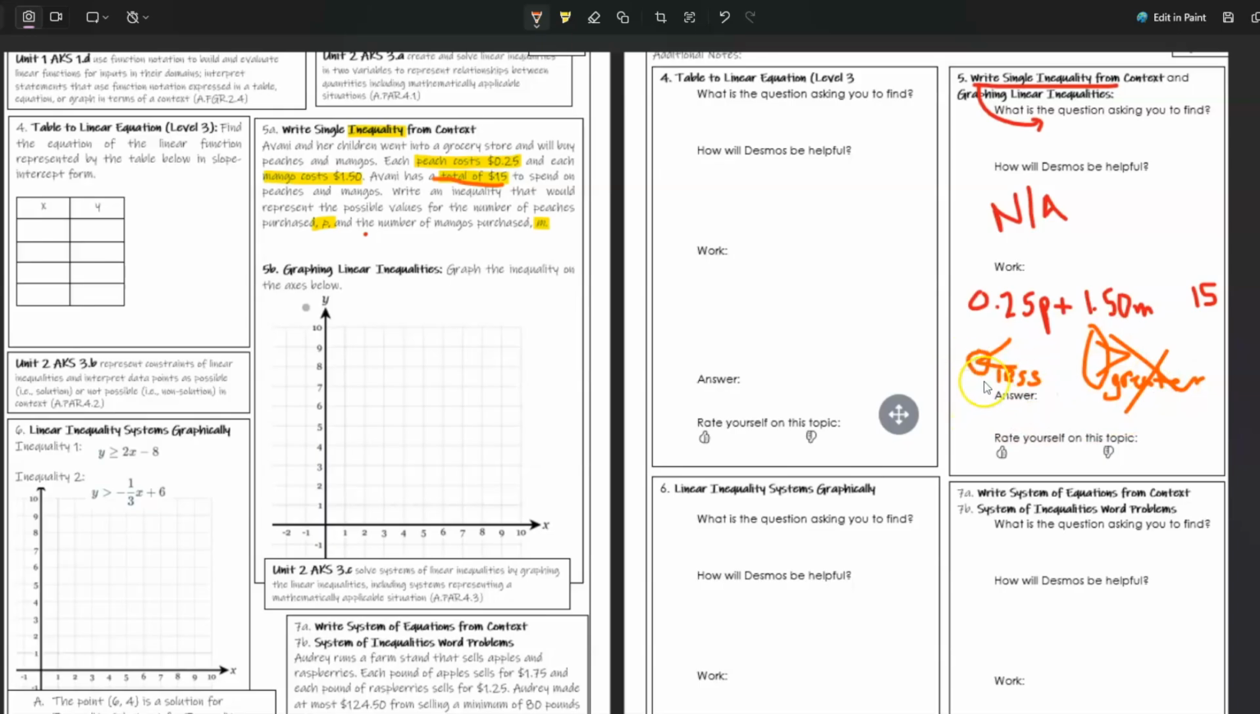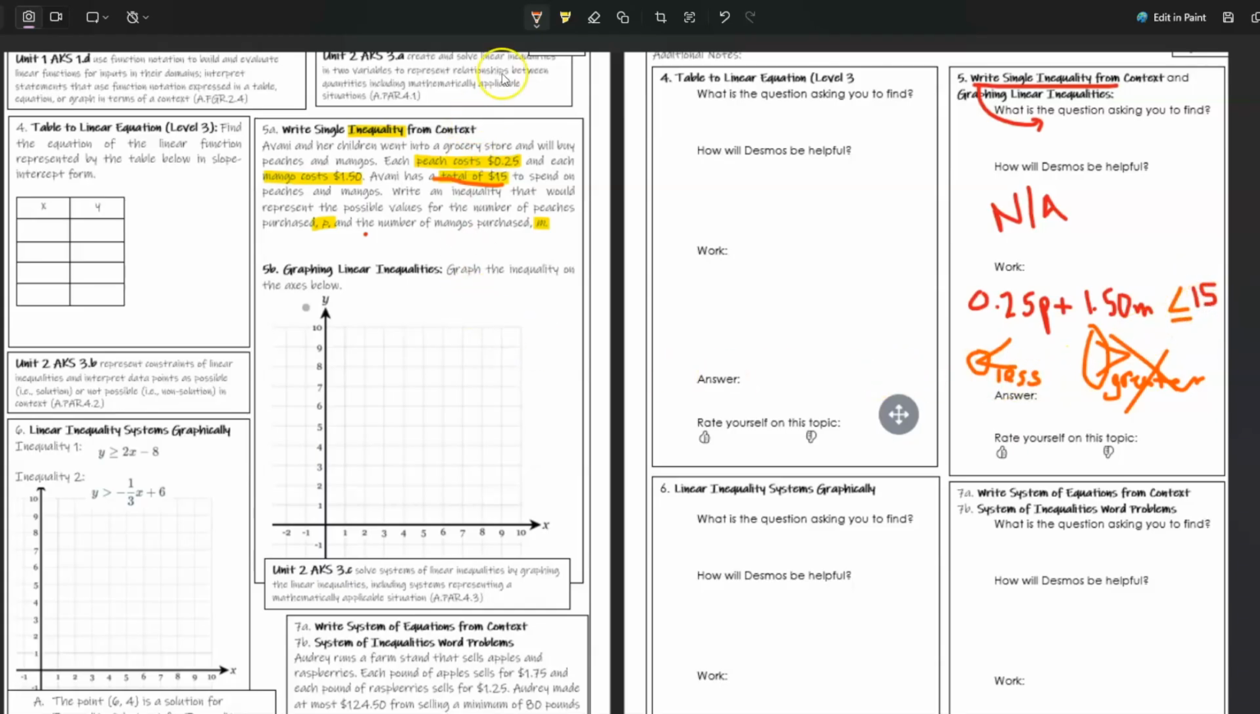Now, do I have the option to spend exactly $15 on peaches and mangoes? Yes, because I have the money. I can go to the store and no one's going to arrest me, right? So I have the money. I have $15. So I can say I'm going to spend less than or equal to $15.